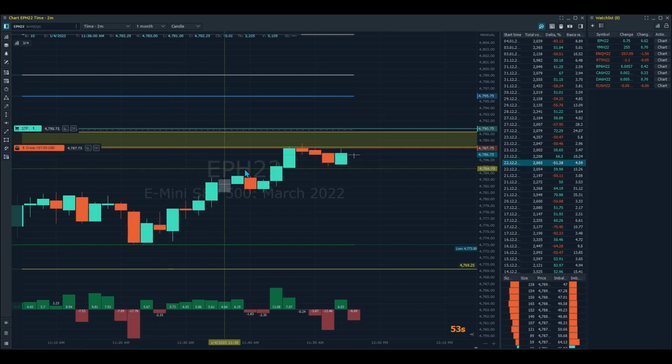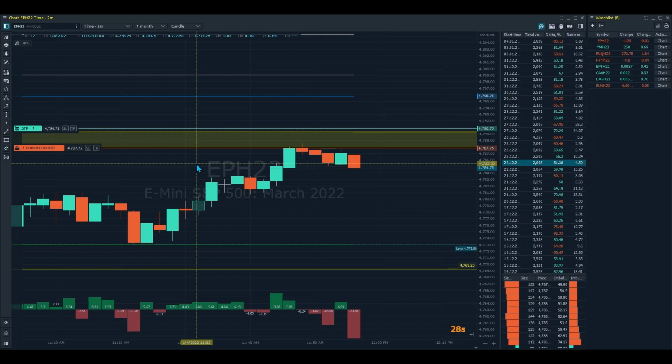Created a tweezer bottom here. Well, not quite, but almost a support level here. Small support, minor support. Now we're hitting that level again. See if we can get below that level this time.